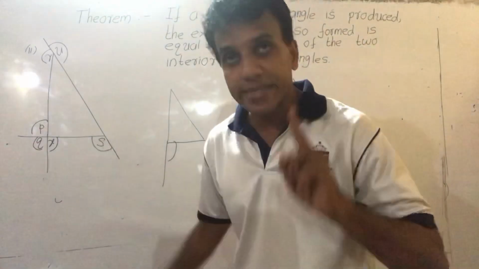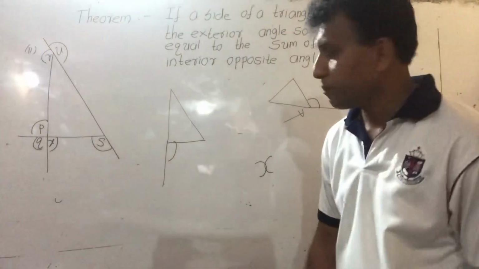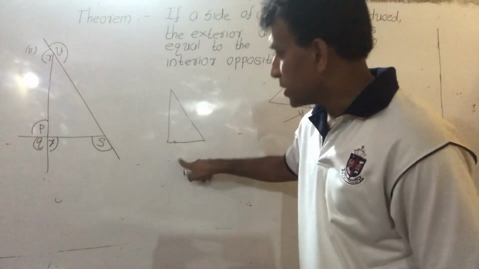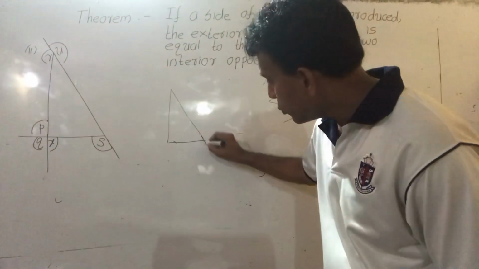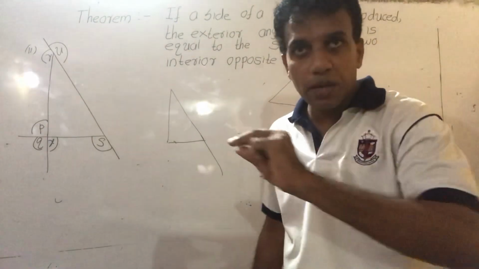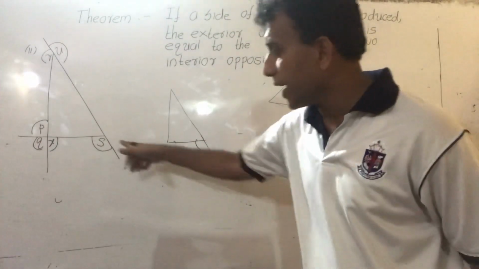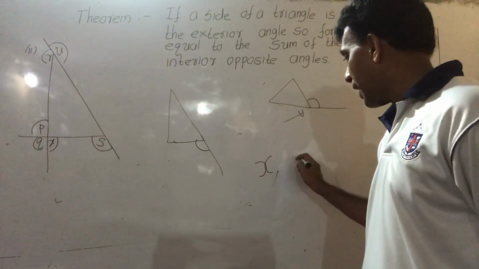So what is that? X. X is the exterior angle. Okay. Next, it's the triangle. I produce a side. You produce a side. Mark that side. So what? S is the exterior angle.